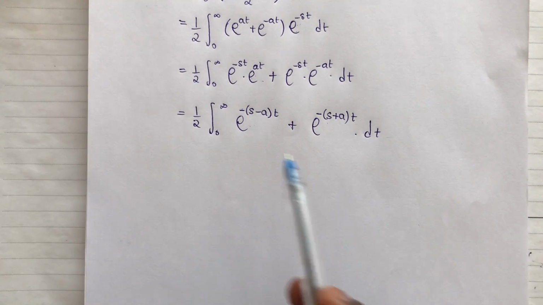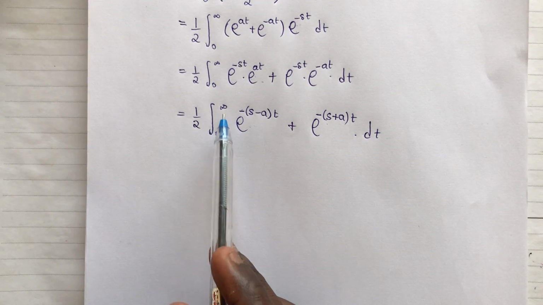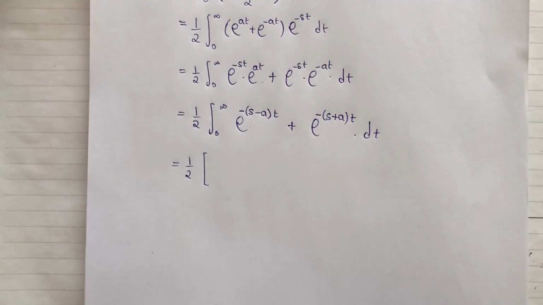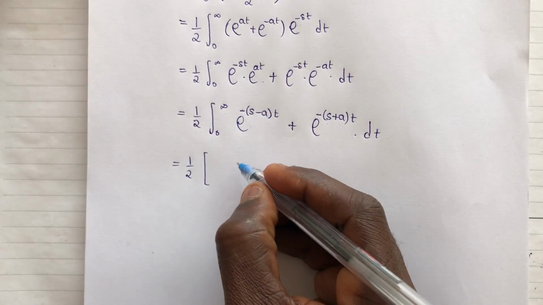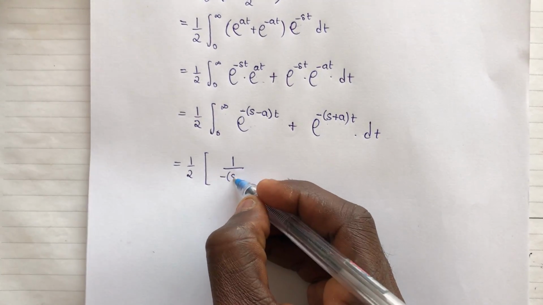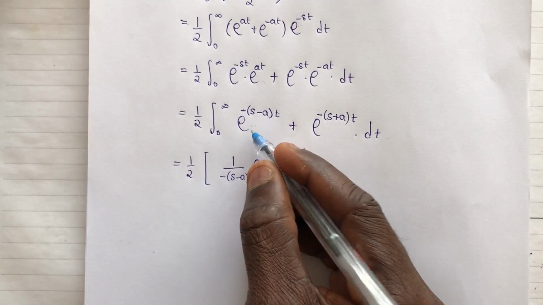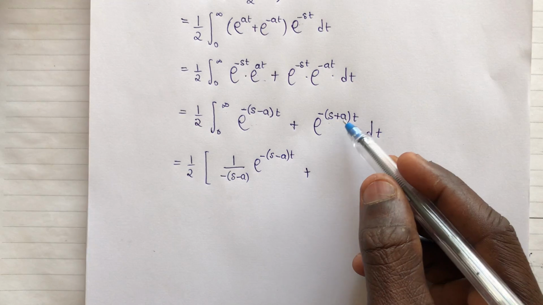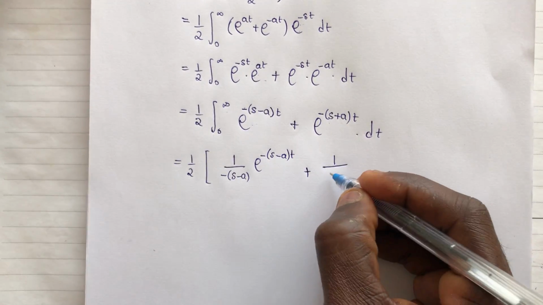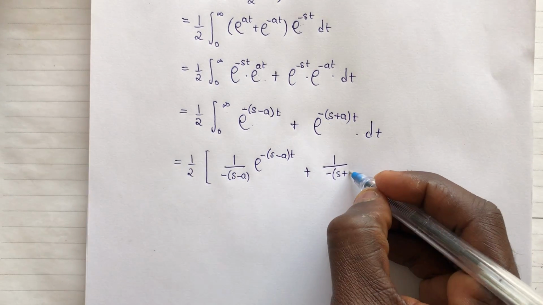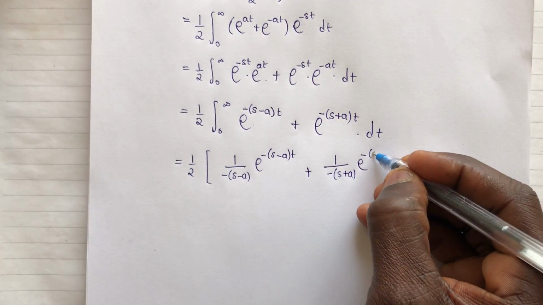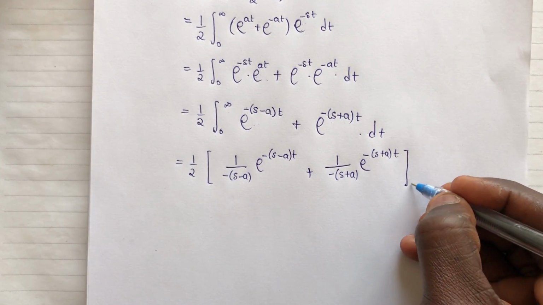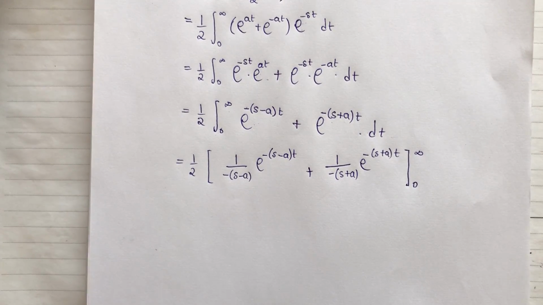So we repeat this step here by integrating the function and introducing our upper and lower limit. Okay, so from here we have our 1 out of 2. We can bring a square bracket. We integrate this one. We have 1 out of minus s minus a multiplied by the same function, minus s minus at, plus we integrate this side. We also have 1 out of minus s plus a multiplied by minus s plus a times t. Okay, we close this bracket and we introduce our upper and lower limits.